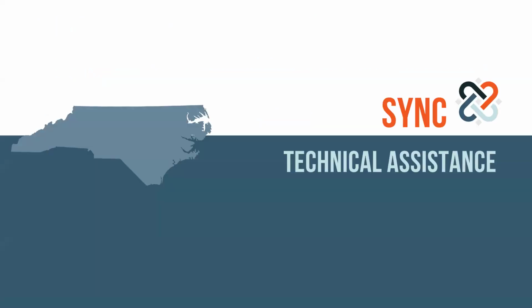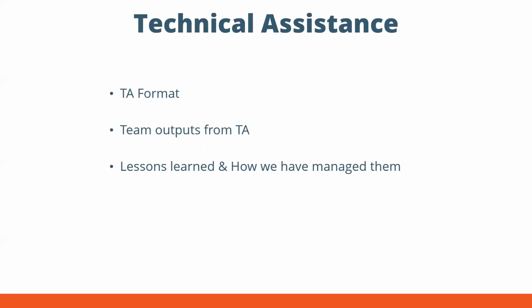Okay, so I am going to pass it on to Belinda now to talk about our technical assistance portion. So after teams complete the workshops, they then move into a year of technical assistance. So in this section, I'll describe the phase. With regards to technical assistance, there's three main portions I'll go over in this section, namely the format of the TA, the outputs from the TA, and some lessons learned.